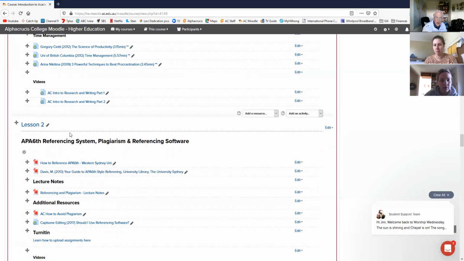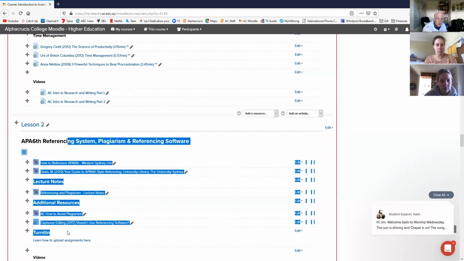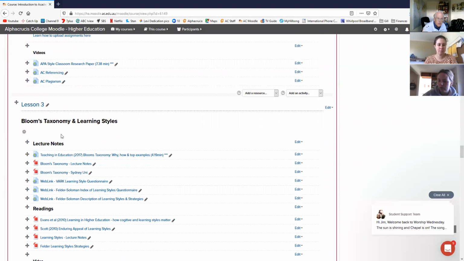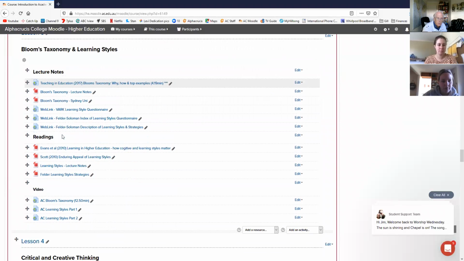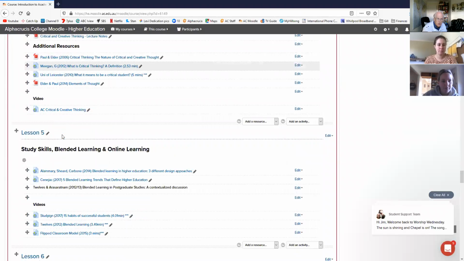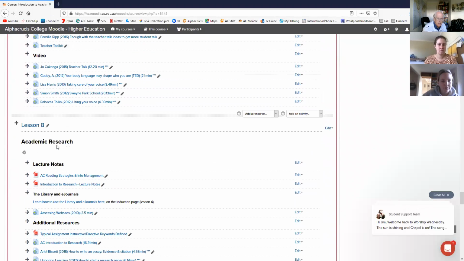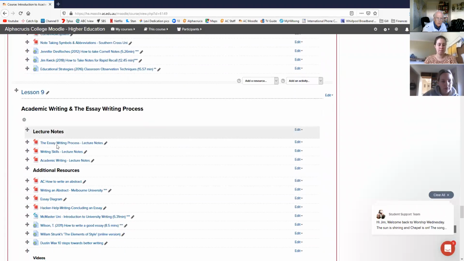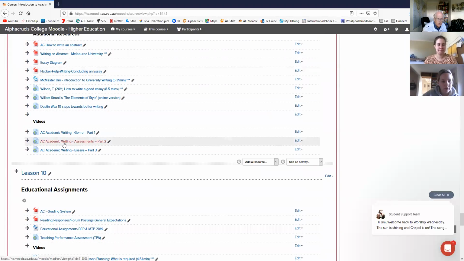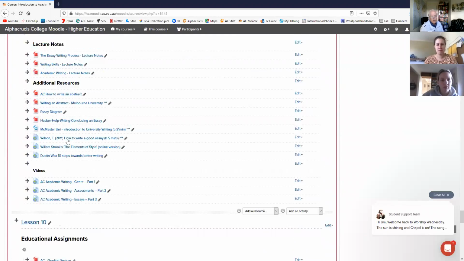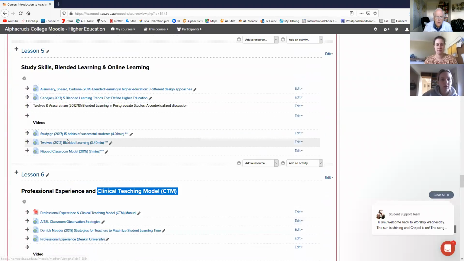So early on, I would focus on this one, the APA 6, and how that all works. In the next few weeks we'll talk about looms, critical thinking, etc. And we'll talk about clinical teaching certainly. There's loads of material in here, far more than you'd ever need, so don't let that be daunting. It's for your resource. That's what it is, a resource.